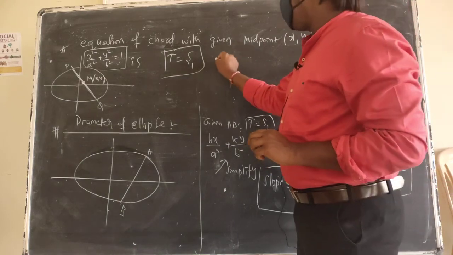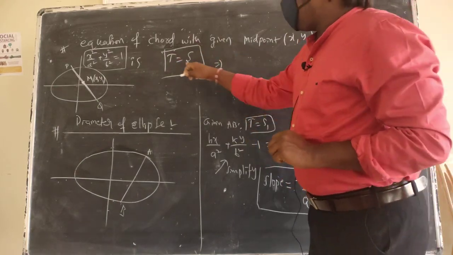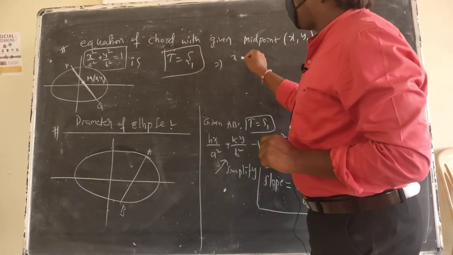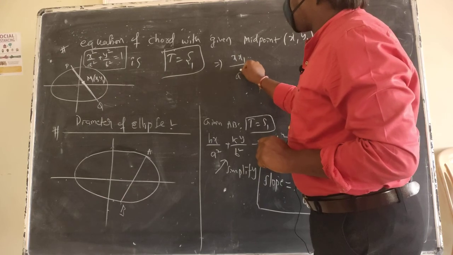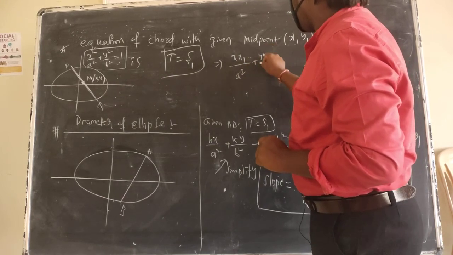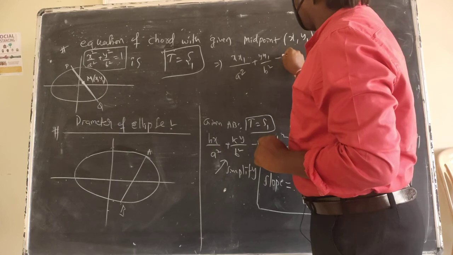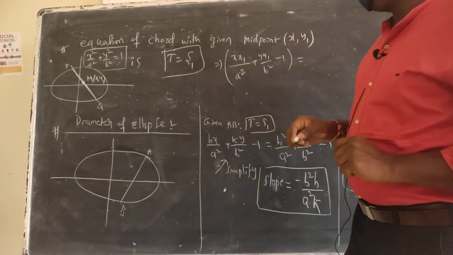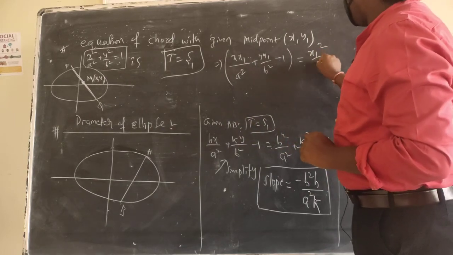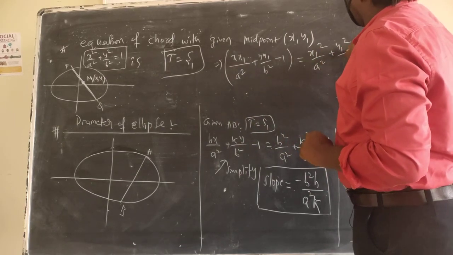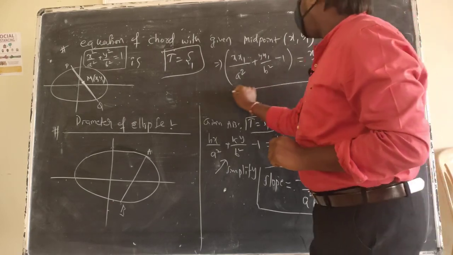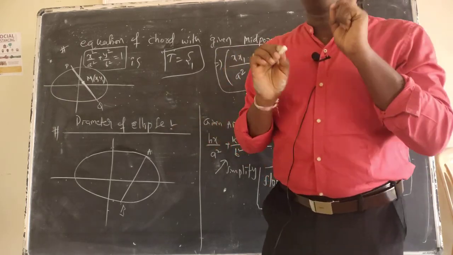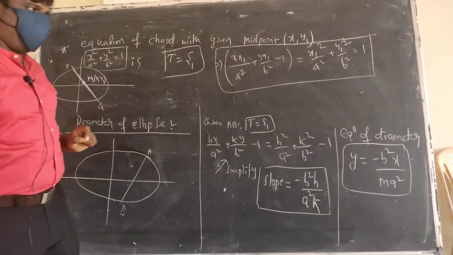So the equation of the chord is what? If the midpoint is given as x1 comma y1, then x x1 by a square plus y y1 by b square minus 1 is equal to S1. S1 means what, you know? x1 square by a square plus y1 square by b square minus 1. This is the equation of the chord when the midpoint is given as x1 comma y1.